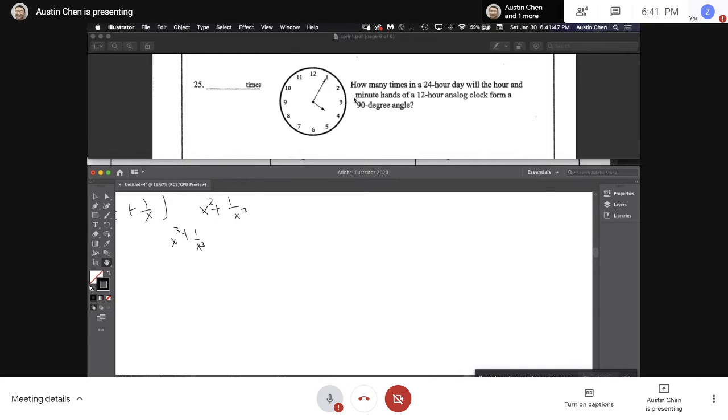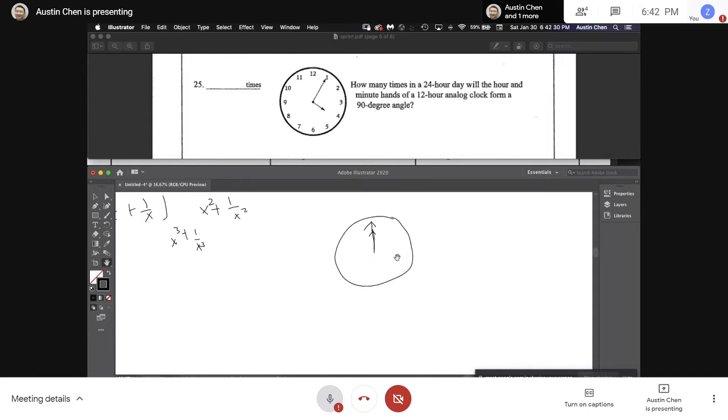How many times in a 24-hour day will the hour and minute hands of a 12-hour analog clock form a 90-degree angle? Okay. So basically, start at 12 a.m. You have both hands here, and then they're going to go through the day. So it's going to go through 2 cycles of hitting 12, right? And we want to find how many times the hour and minute hands will form 90-degree angles.